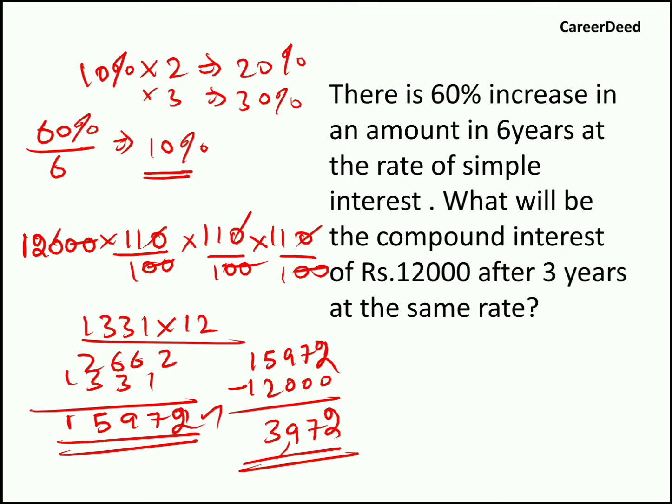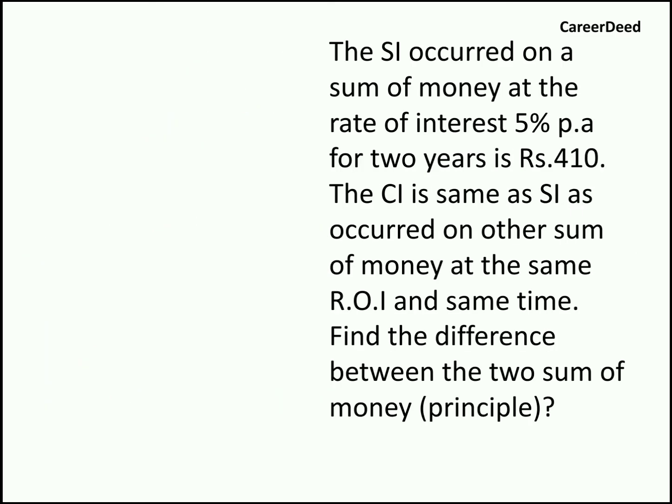Now moving to our final question of the session. The simple interest accrued on a sum of money at the rate of 5% per annum for 2 years is rupees 410. The compound interest is the same as the simple interest accrued on another sum of money at the same rate of interest and same time. Find the difference between the two sums of money, that is, the principal. So you have to find the difference between the principals.